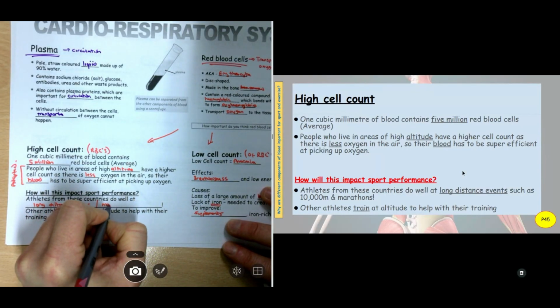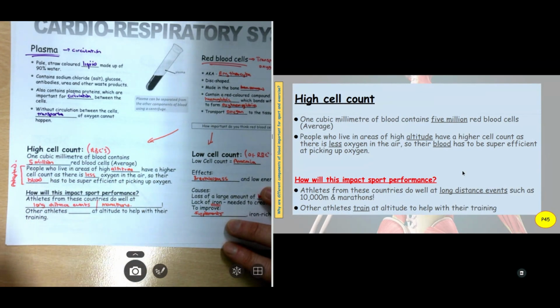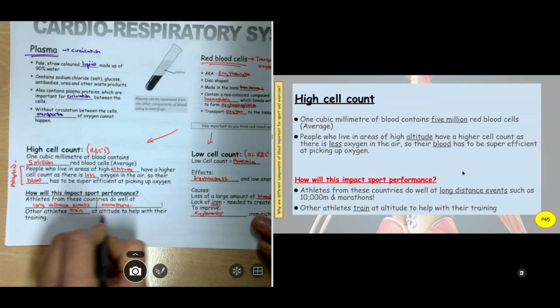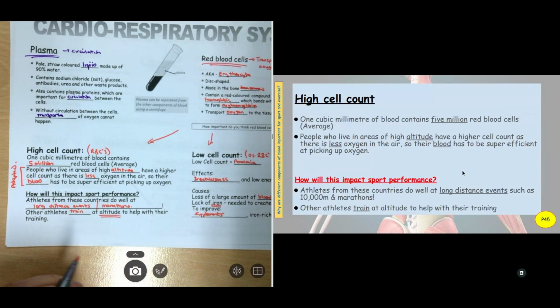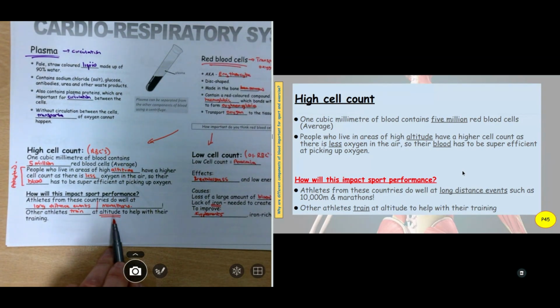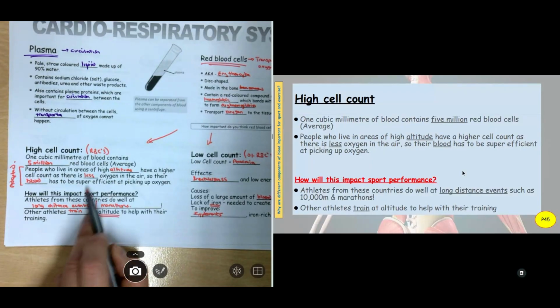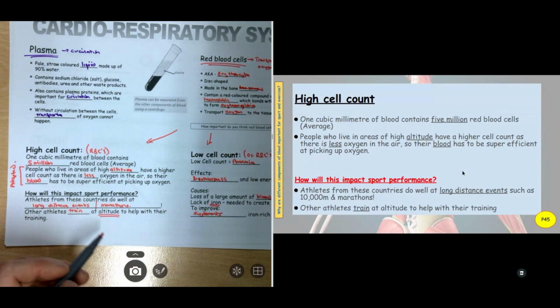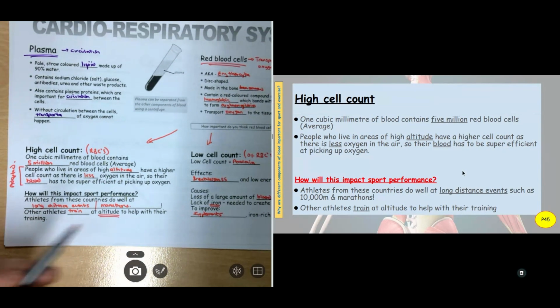Such as marathons or cycling, but you may find that athletes will go and train at altitude so they can improve the effectiveness of their training. So if an athlete for a marathon or cycling event was to go and train at an area of high altitude, their body would respond to the lack of oxygen in the air by making more red blood cells, making them super efficient at picking up oxygen, so that when they return to wherever it is that they're competing, their cardiovascular system has improved.